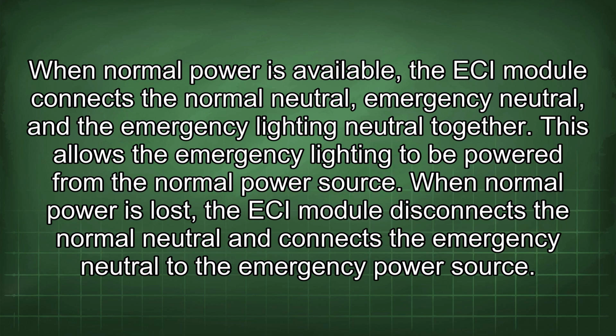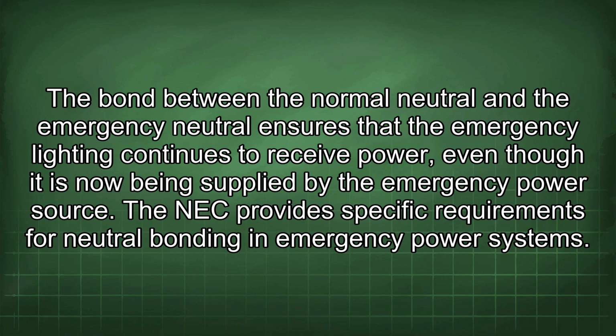When normal power is lost, the ECI module disconnects the normal neutral and connects the emergency neutral to the emergency power source. The bond between the normal neutral and the emergency neutral ensures that the emergency lighting continues to receive power, even though it is now being supplied by the emergency power source.